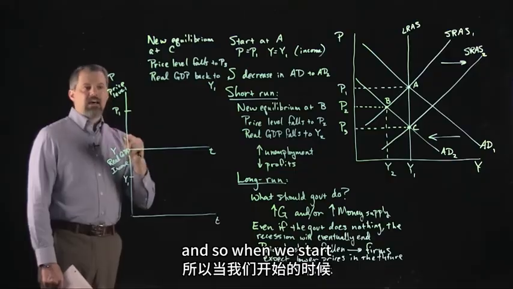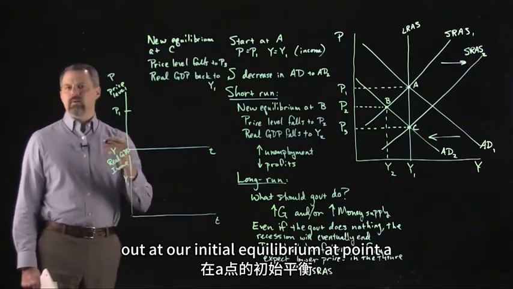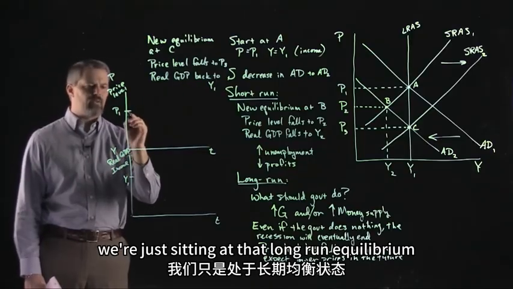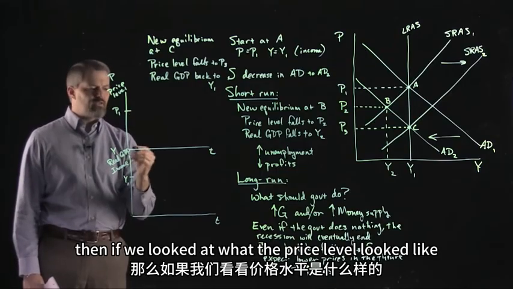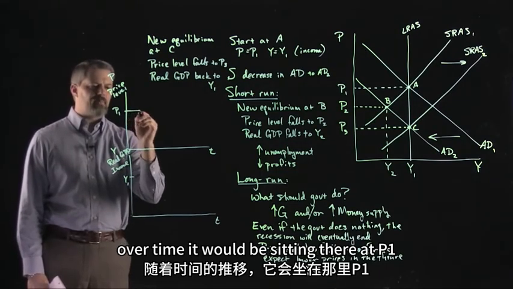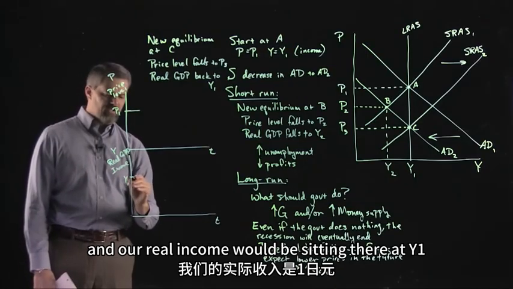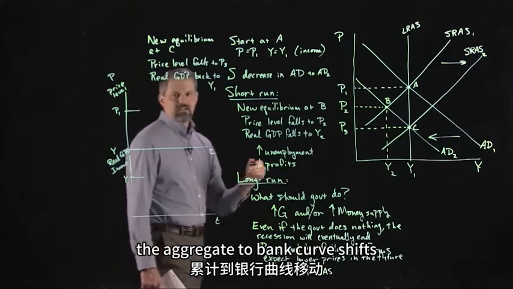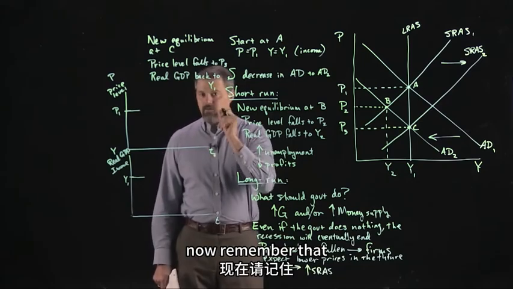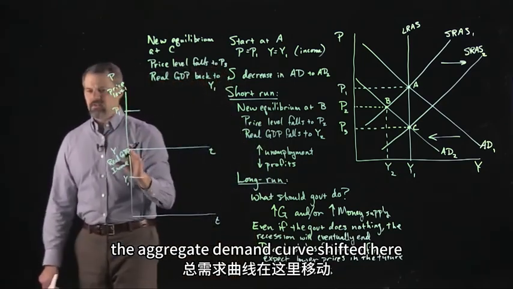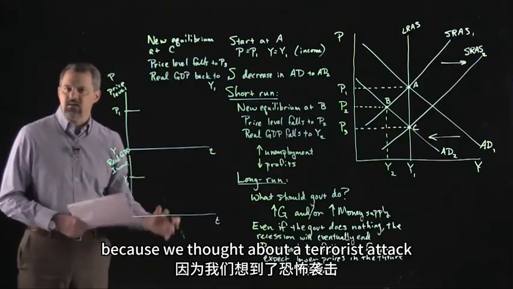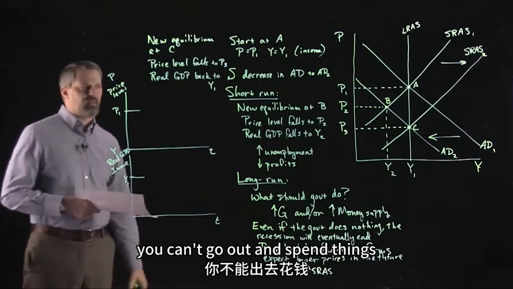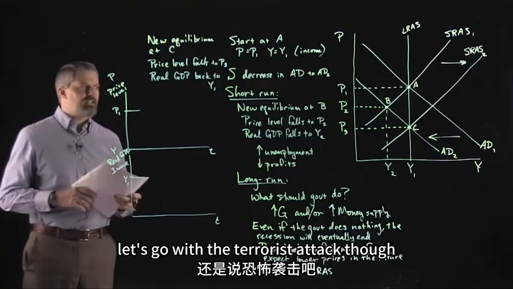And so when we start out at our initial equilibrium at point A, let's suppose we're just sitting at that long-run equilibrium, then if we looked at what the price level looked like over time, it would be sitting there at P1. And our real income would be sitting there at Y1. And then all of a sudden, the aggregate demand curve shifts. Now, remember that the aggregate demand curve shifted here because we thought about a terrorist attack, or maybe it's this pandemic where the government says you can't go out and spend things. Let's go with the terrorist attack, though.